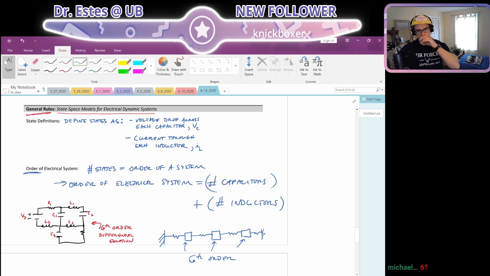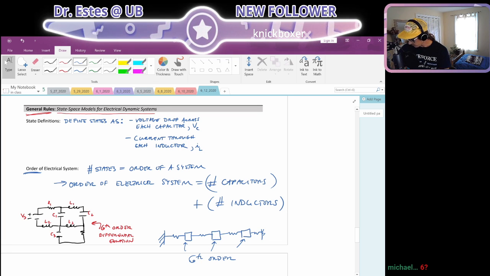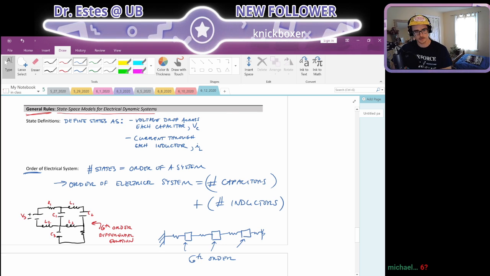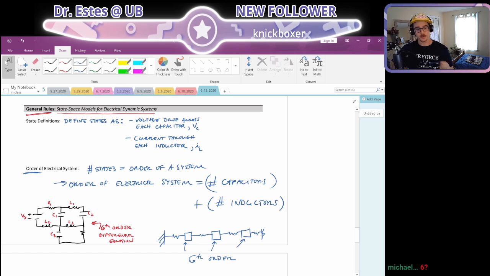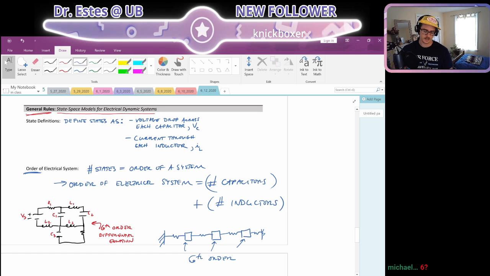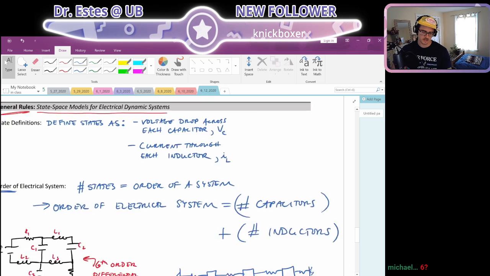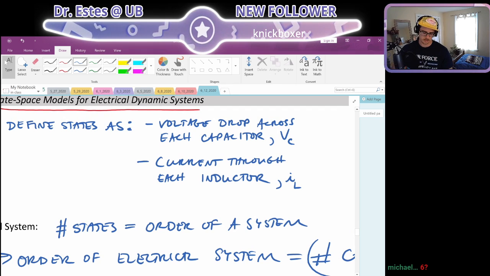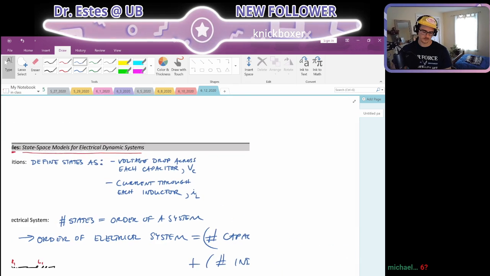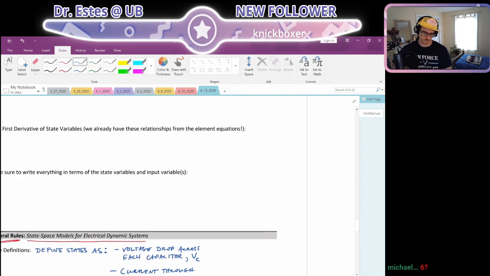So whenever we go into a circuits problem, it'll be a little less intimidating because you'll know in advance what order it is, and you'll also know how to define your states, because you define your states, the voltage drop across each capacitor, so that's VC, and the current through each inductor. So let's go back to this problem.